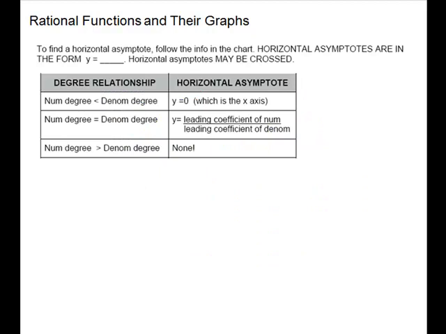We have one more thing that we're going to define, and that is a horizontal asymptote. And the horizontal asymptotes are going to be of the form y equals some constant.